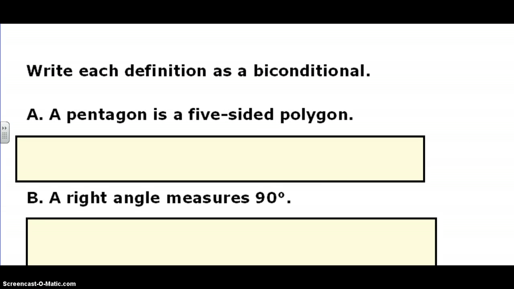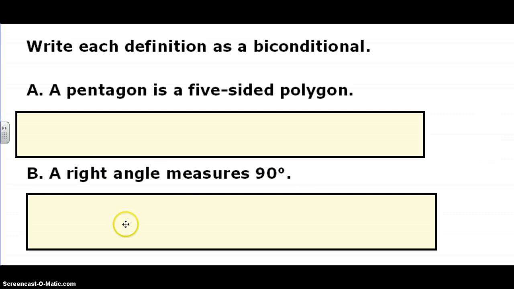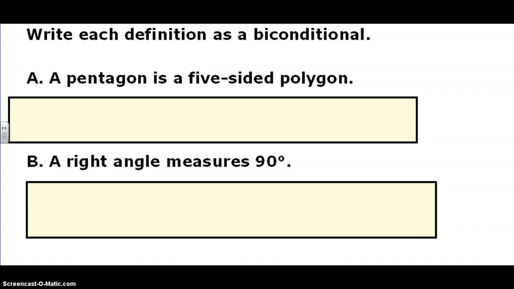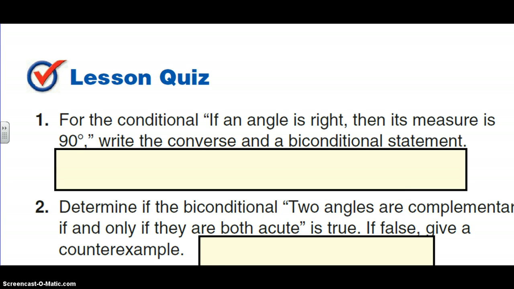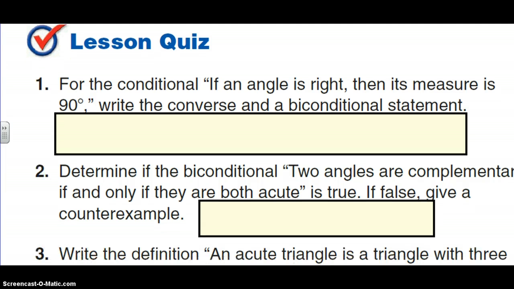So let's write these definitions as a biconditional, just like I did with the triangle. Go ahead and pause the video and try it. A pentagon, let's say a figure is a pentagon if and only if it is a 5-sided polygon. An angle is a right angle if and only if it measures 90 degrees, right? Good job. All right, so now you can try the lesson quiz, come back and check your answer, and then you'll go into your assignment.